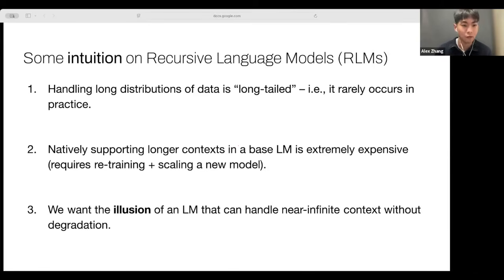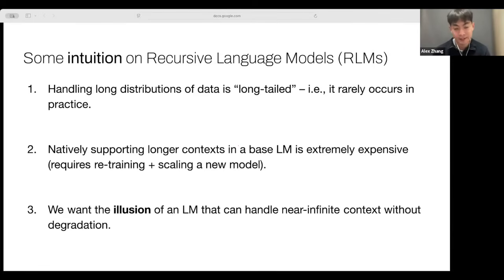So the thing that we kind of want with this inference paradigm is the illusion of a language model call that can handle near infinite context without degradation. And this design is also not meant to be a replacement for every agent available. I think there are a lot of really useful things you can do with agents. In some sense, we want to replace the base language model function call with this new inference strategy. And so we don't really have to deal with a lot of the problems that current language models have regarding context rot or performance degradation and things like this.